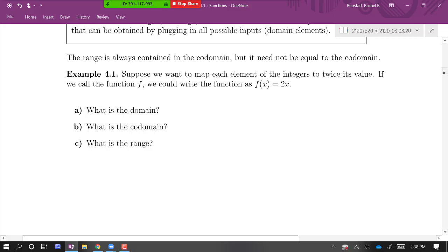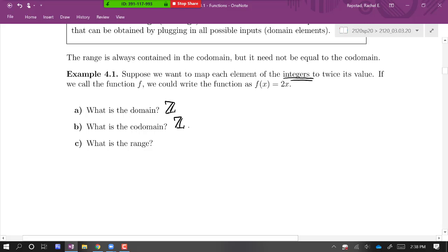So let's look at this function. Here we've got the function f of x is 2x, and we're mapping each element of the integers to twice its value. So we are very specifically saying that we're mapping from the integers, where we just plug in integers. So the domain is integers. The codomain: if I double an integer, I'm still going to be sending into the set of integers, right? So the codomain is all integers.